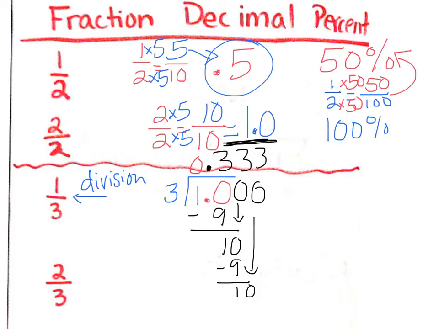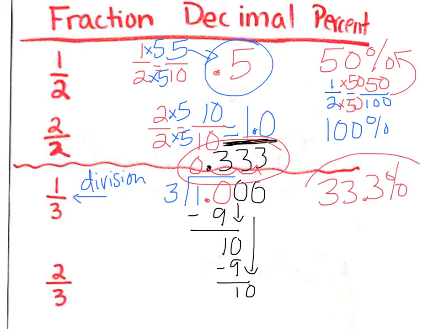There's almost no math to do. You just have to move the decimal 2 places to the right. So the decimal equivalent to 1/3 would be 33.3%. So again, here's our decimal, 333 thousandths, and here's our percentage, 33.3%.